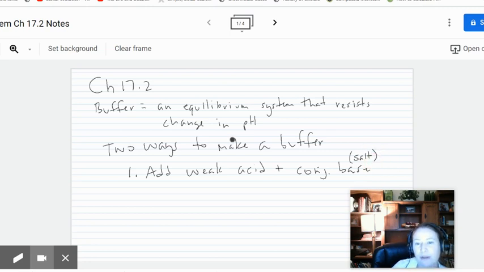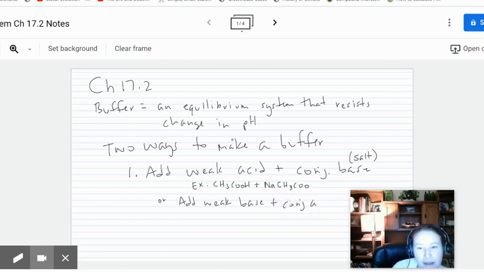So in my example, I had CH3COOH, that was my weak acid, acetic acid, plus the conjugate base of that was sodium acetate, CH3COO. Okay, so I have the conjugate base of acetate and then my weak acid, or I could add a weak base plus its conjugate acid, and allow them to come to equilibrium, and then we're going to have a buffer.